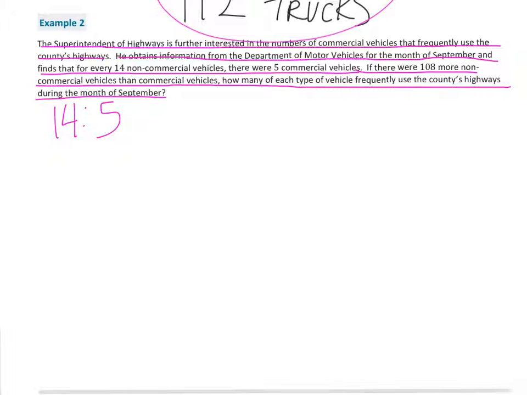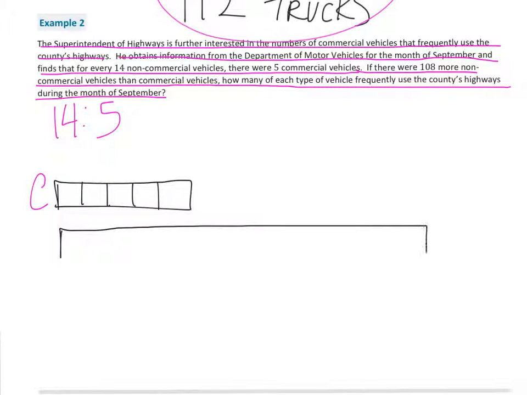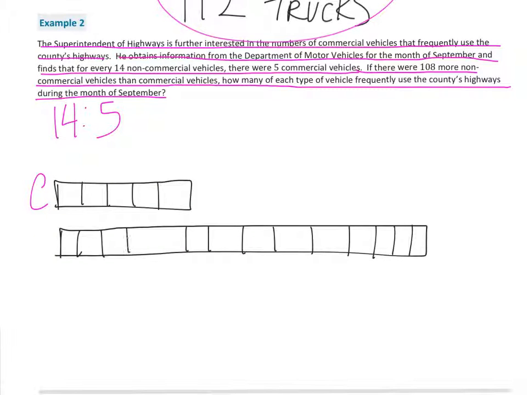All right, you know how we're going to start this. Tape diagram. So here are the commercial vehicles. C for commercial. And then this one needs 14. It's going to be way long. All right, and then this is going to be an NC for non-commercial.